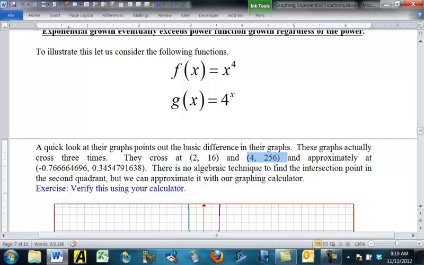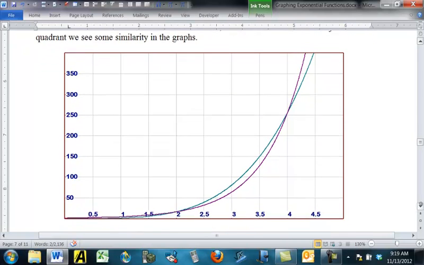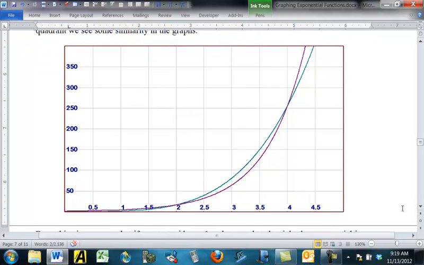So they both go through, they cross each other at these 3 points. You can see the one in the second quadrant right here in this picture, and actually you can see the one at 216, although it's hard to tell exactly where they cross right here, but it is right here at 216. In this version, of course, you're not going to see the second quadrant, but you do see this point of intersection at 216, and you see the other one at 2,256.